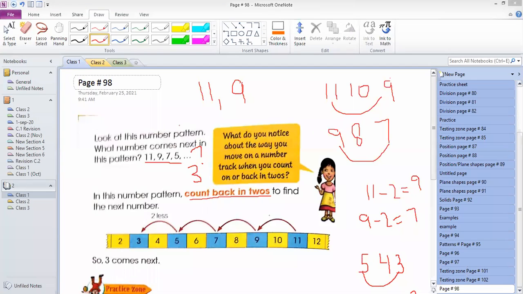Same here, if I give you 40, 38, 36. So what will be the next? You will say, sir, 34. Because we are counting back in twos, and after 36, if we count back in twos, it will be 34. Let's check some examples here, guys.